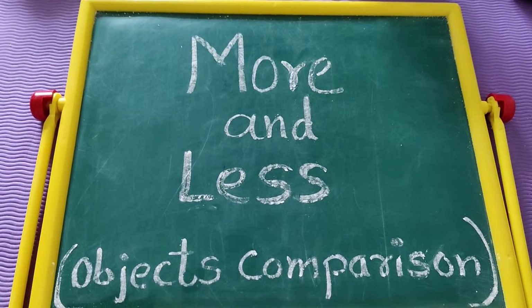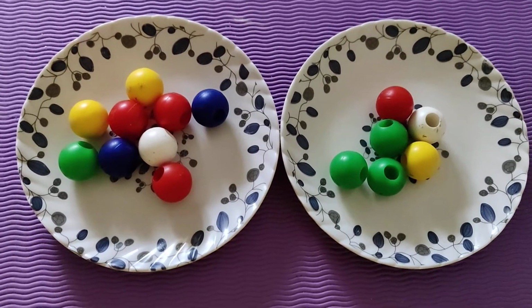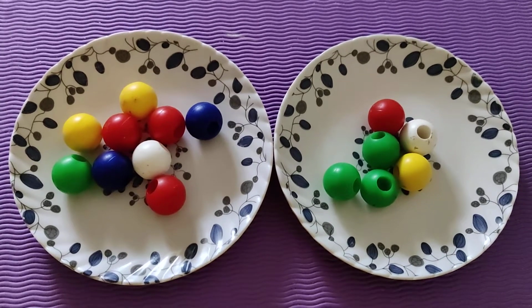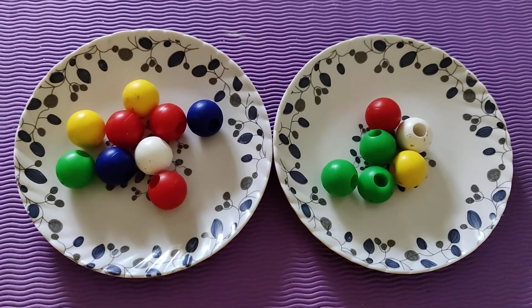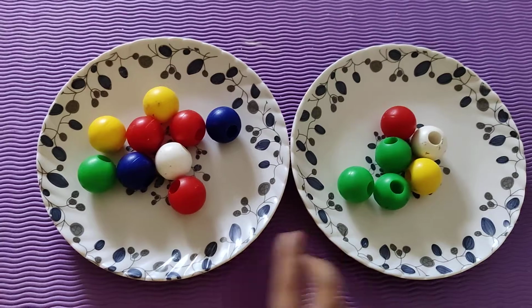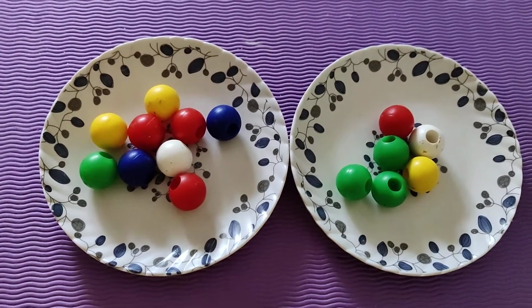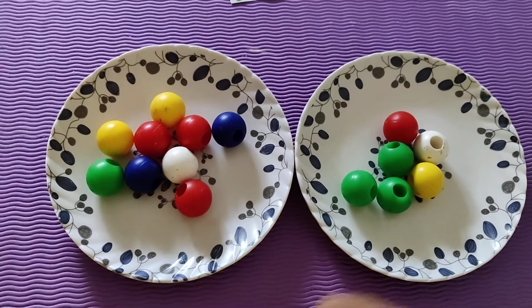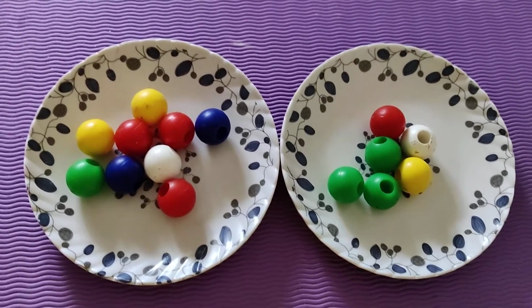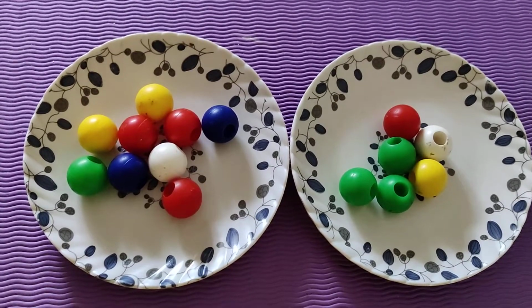So let's start. All of you can see two plates here and some balls are kept in both the plates. So we have to decide in which plate more balls are there and in which plate less balls are there. Then how we will decide it? So we will start the counting first.